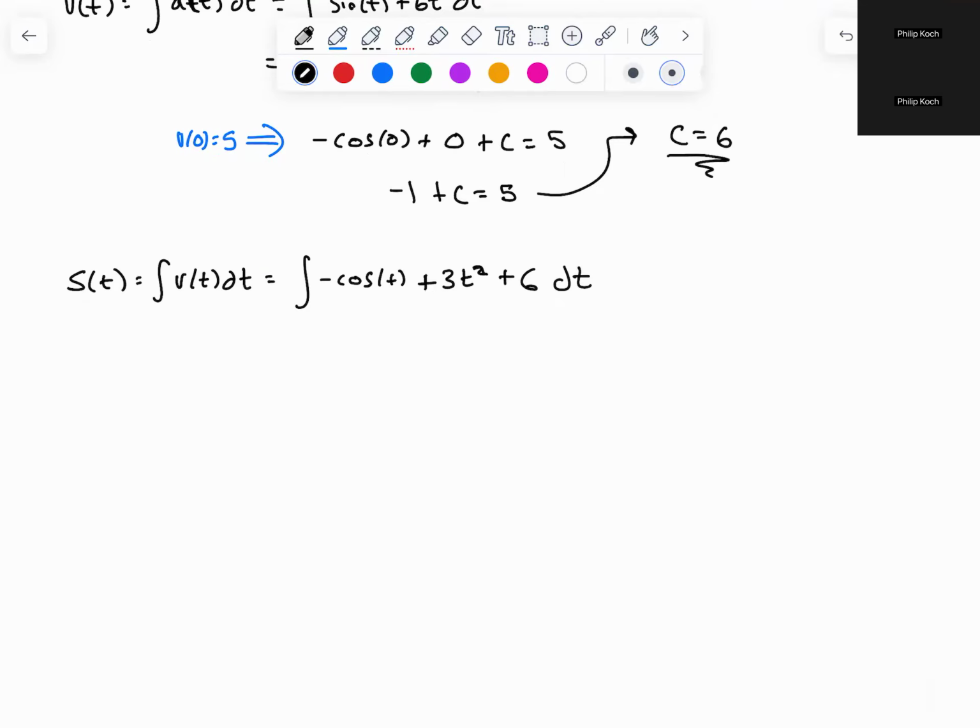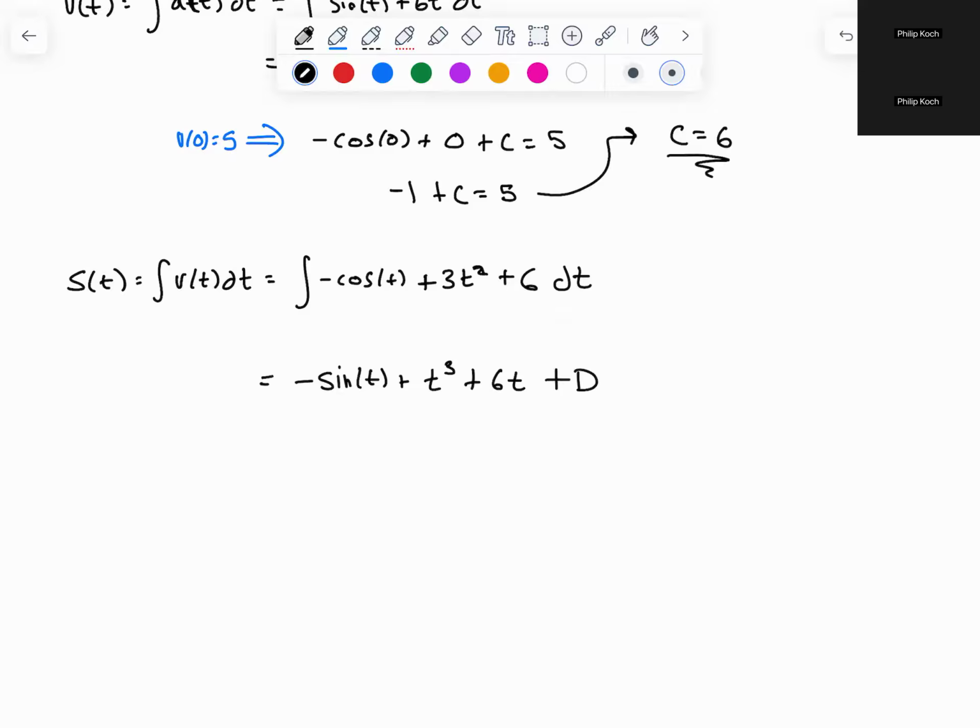The antiderivative of cosine of t is positive sine, so it's going to be negative sine of t because of that extra negative sign out front, plus t cubed plus 6t plus a new constant d. You can rename it c if you want, but it's convention to write it as a new letter or to use subscripts. So C1, C2, C3, whatever it may be.